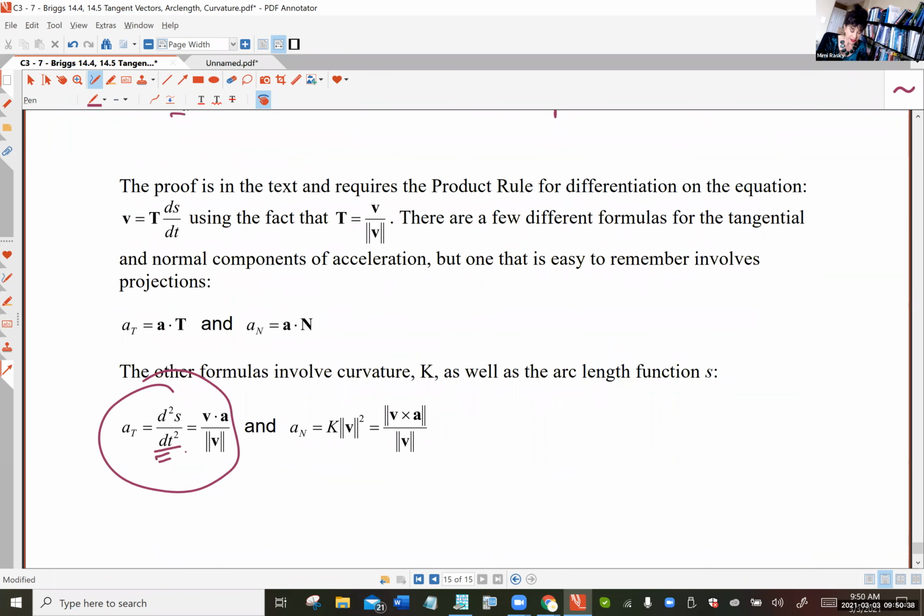You have two choices. If you are using the arc length parameter to parameterize your function, and remember, that's very special, you can quickly find your a sub T by taking the second derivative of your vector valued function, or you have to do this dot product of the velocity and acceleration vector divided by the speed. And then your a sub N, you can use one of those formulas, whichever one's easy.